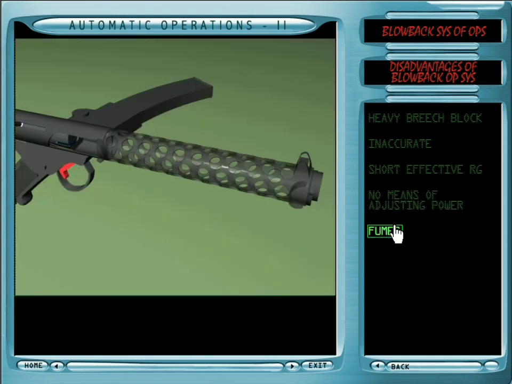Fumes from the breech end. Because of the move of the breech block in a rearward direction before atmospheric pressure is reached in the barrel, some gases enter the body of the weapon and fumes are formed at the firer's end.